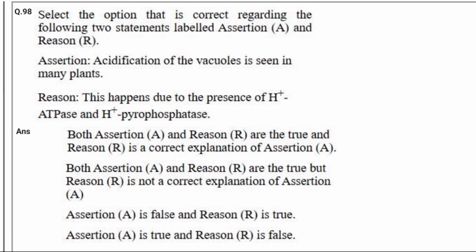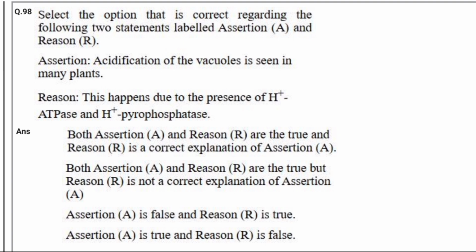See the next question. Select the option that is correct regarding the following two statements labeled assertion and reason. Assertion: acidification of the vacuoles is seen in many plants. Reason: this happens due to the presence of H plus ATPase and H plus pyrophosphatase. Options are: both assertion and reason are true, and the reason is the correct explanation of assertion.